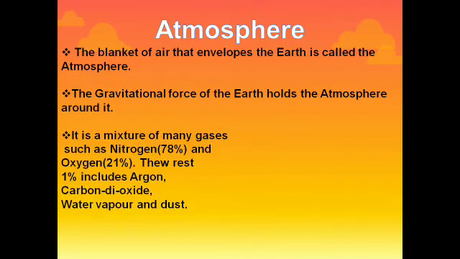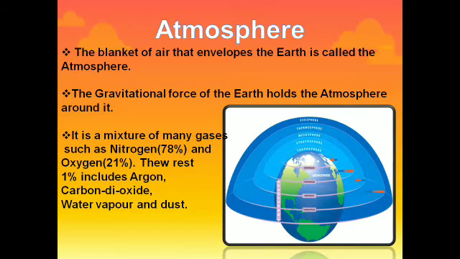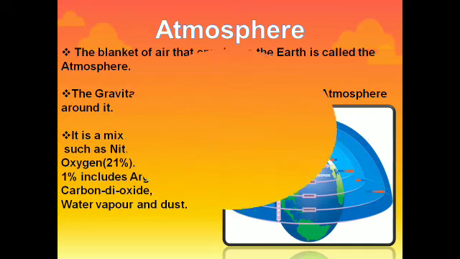The blanket of air that envelops the earth is called the atmosphere. The gravitational force of the earth holds the atmosphere around it. It is a mixture of many gases such as nitrogen, which is 78%, and oxygen, which is 21%. The rest 1% includes argon, carbon dioxide, water vapor and dust. Only a few point percentage is carbon dioxide, argon, neon and other things, but majorly we have nitrogen and oxygen.